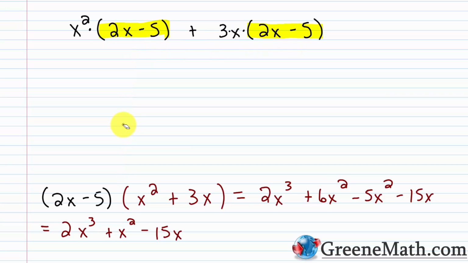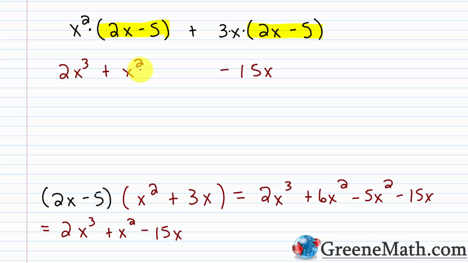Let me erase that real quick. X squared times 2x is 2x cubed. X squared times negative 5 is minus 5x squared. Then plus 3x times 2x is 6x squared. And 3x times negative 5 is minus 15x. If I combine like terms here, again, I'm going to get plus x squared in the middle.